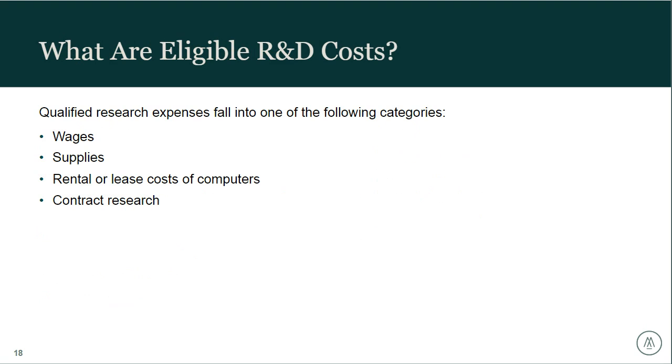And that brings us to what are eligible R&D costs. These are the costs that would make up the credit. As Travis mentioned, the credit tends to be 5 to 10% of the eligible costs as a cash benefit. So these are the costs that we would be looking at to really determine what the credit is: wages, supplies, rental or lease cost of computers, and contract research. We'll go through each one briefly here.